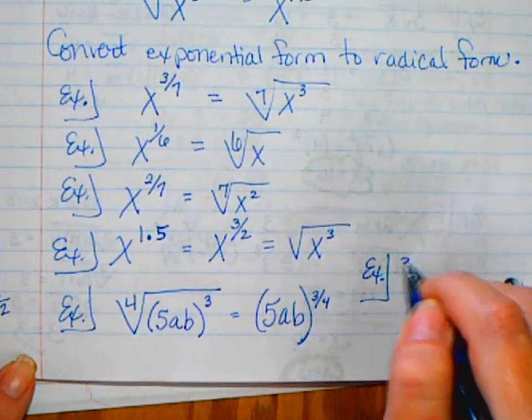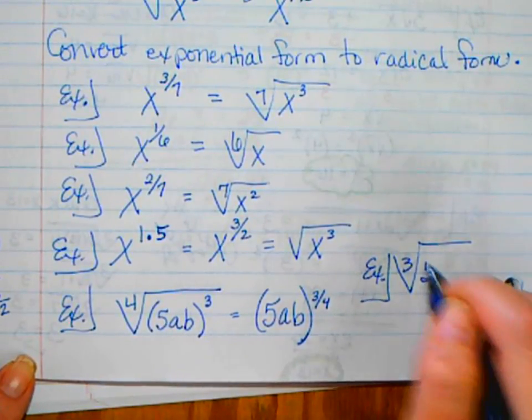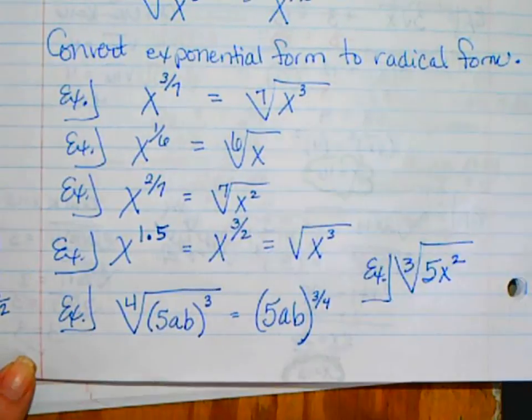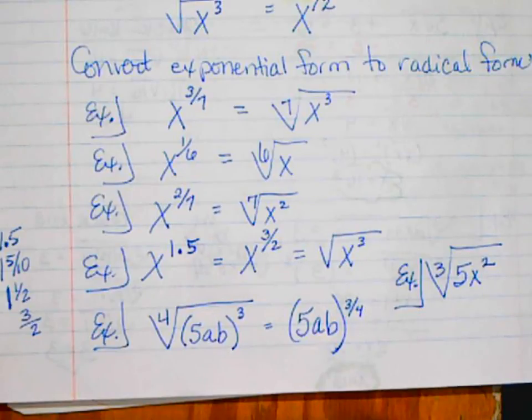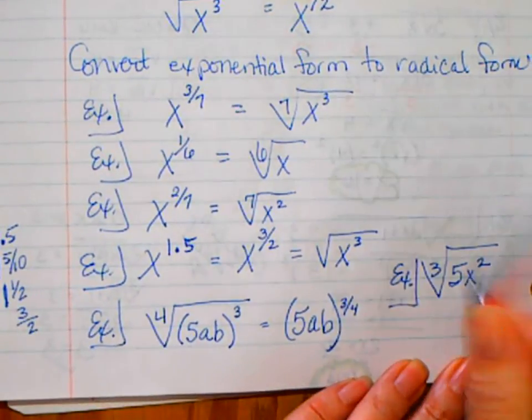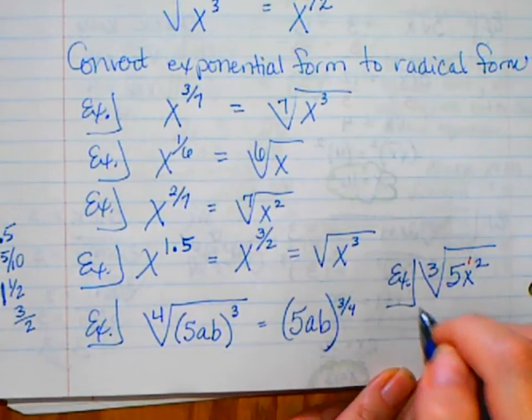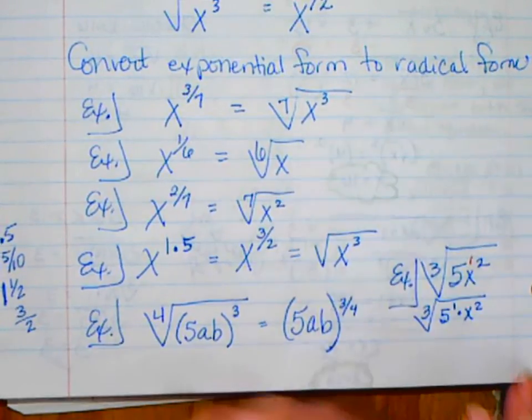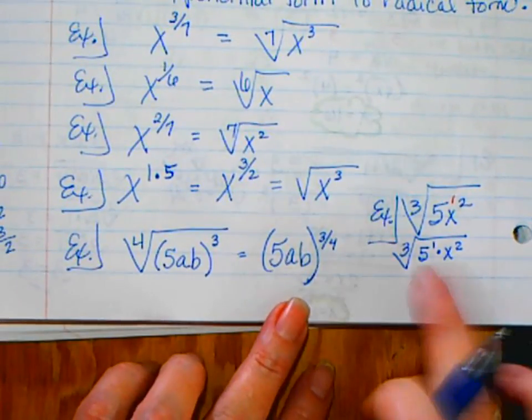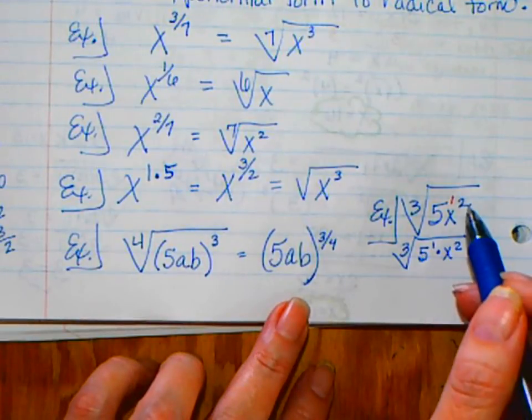If I had the cubed root of 5x squared, is that 5x quantity raised to the 2/3? Does 5 have an exponent of 2? No. 5 has an exponent of 1. Isn't that the same thing as 5 to the first times x squared? Not that we would have to write it that way, but that's a product. 5 doesn't have an exponent of 2, it has an exponent of 1.